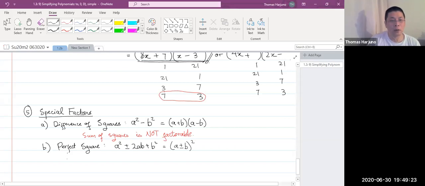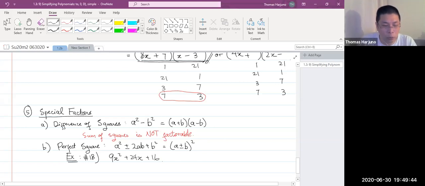For example, number 18 in our textbook, we have 9x squared plus 24x plus 16. Now, of course, you can treat this as a trinomial with leading coefficient composite number. The leading coefficient is not 1, it's not prime. Yeah, you can treat it that way. Okay, but what I want to emphasize is this.